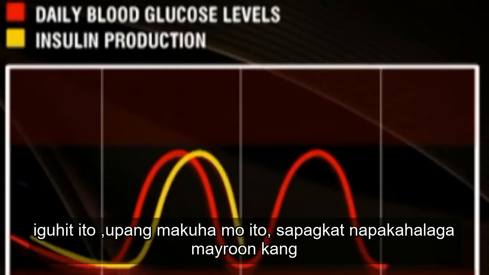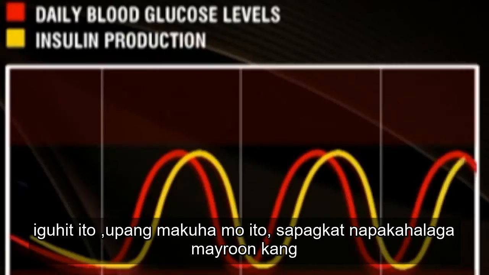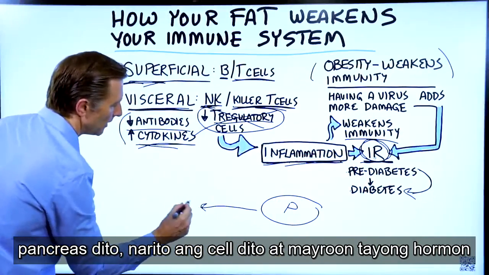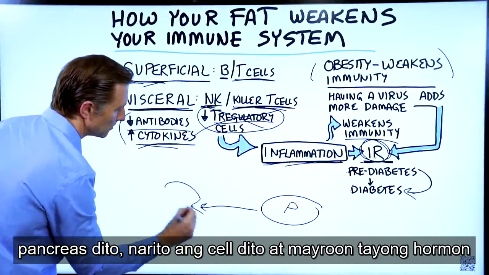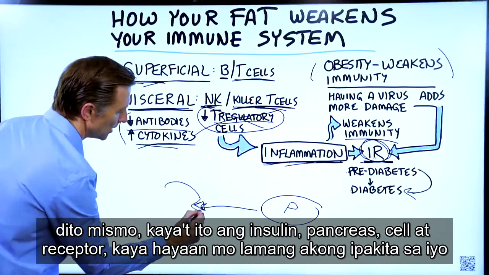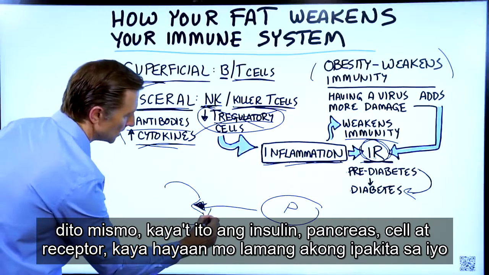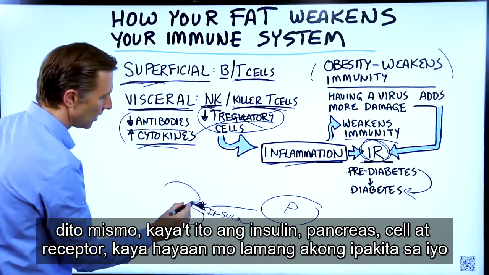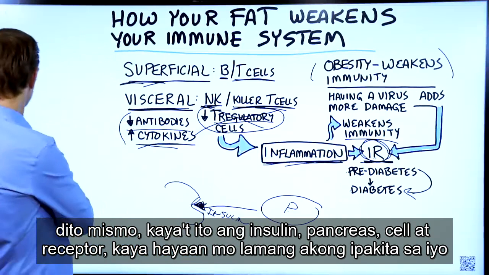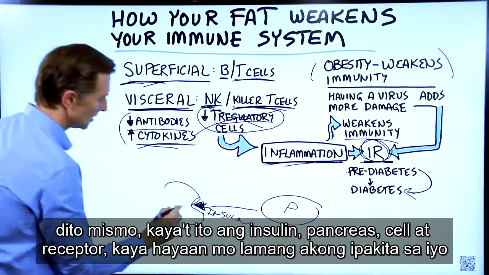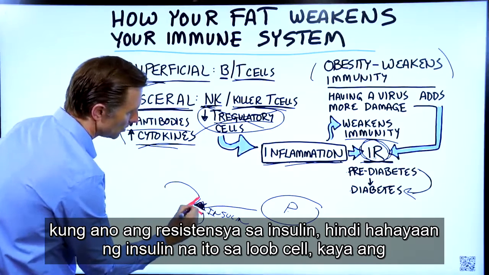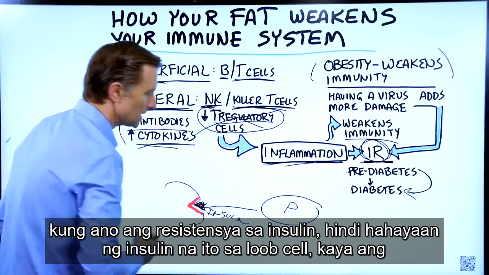So let me just kind of draw this out so you can get this, because it's very important. We have the pancreas right here, we have the cell right here, and we have the hormone right here. So this is insulin. Pancreas, cell, and receptor. So let me just show you what insulin resistance is. It won't let this insulin into the cell.